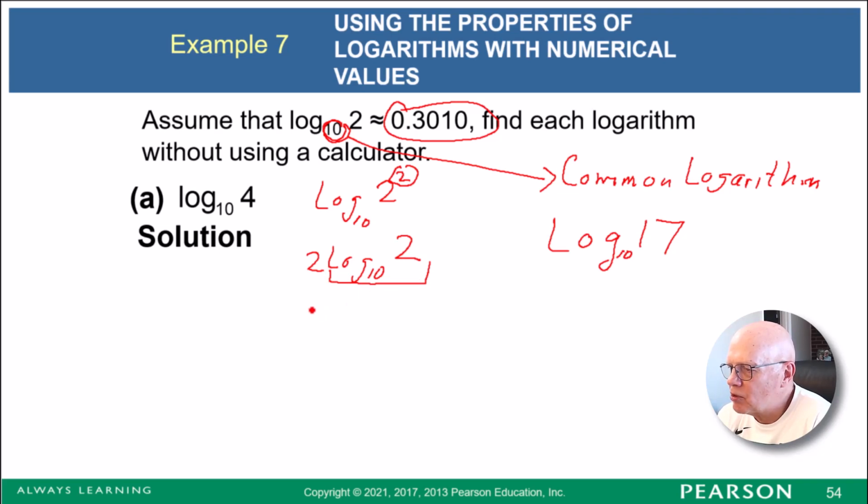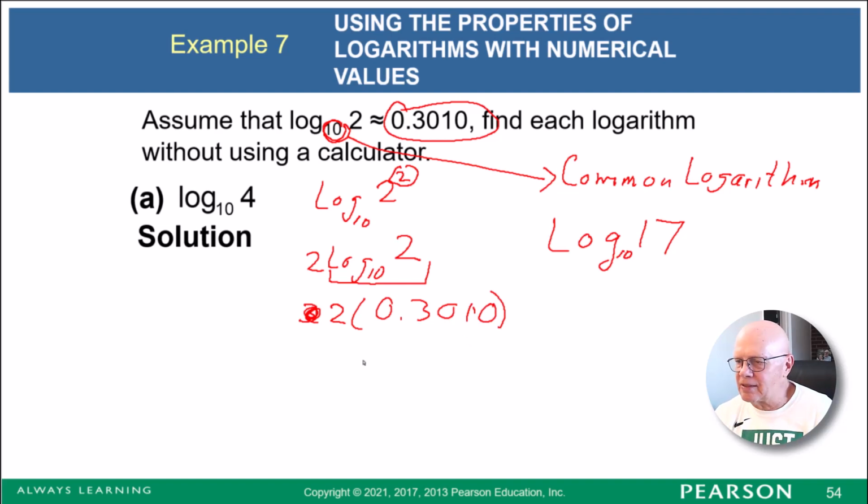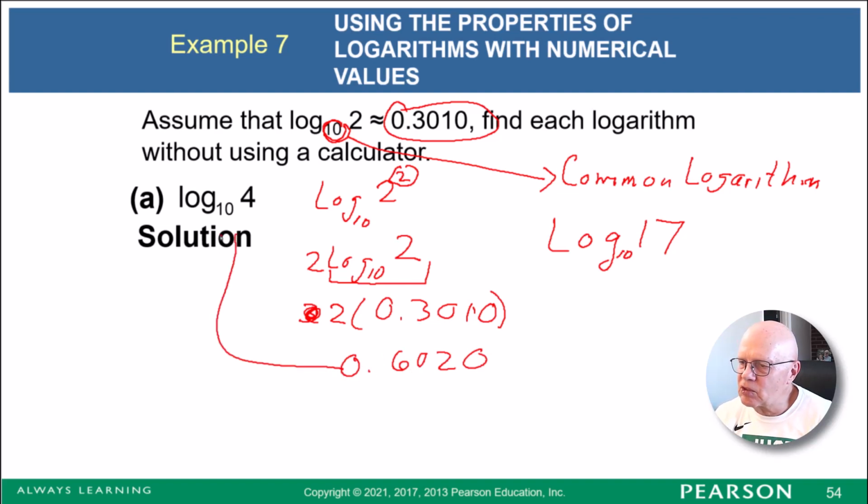So all we have to do is multiply 2 times 0.3010, and we can get our answer. 0.6020 is the answer. You might check that with your calculator too, just for some practice with the calculator.